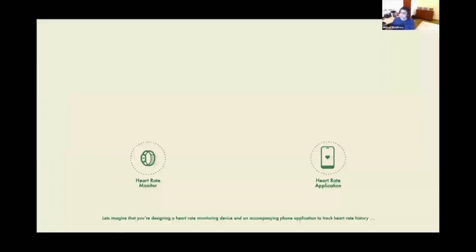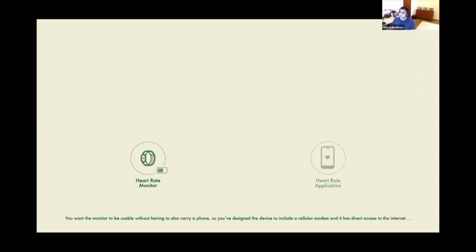Okay, so let's start with an example scenario. Let's say we were tasked with building a wearable heart rate monitoring device, and we wanted to build an accompanying phone application that would keep track of my heart rate. Typically, because I want this heart rate monitor to be usable offline, and I go out on runs, maybe I enable it with a cellular modem, and I add a SIM to it, so it can communicate.